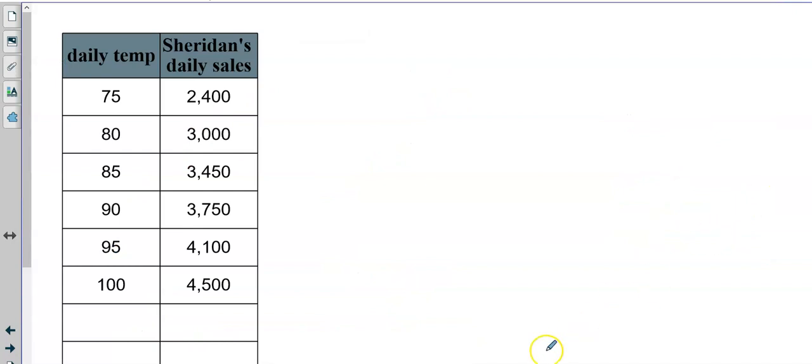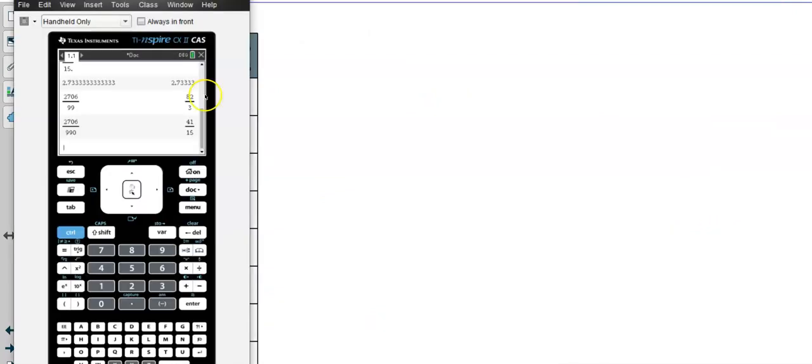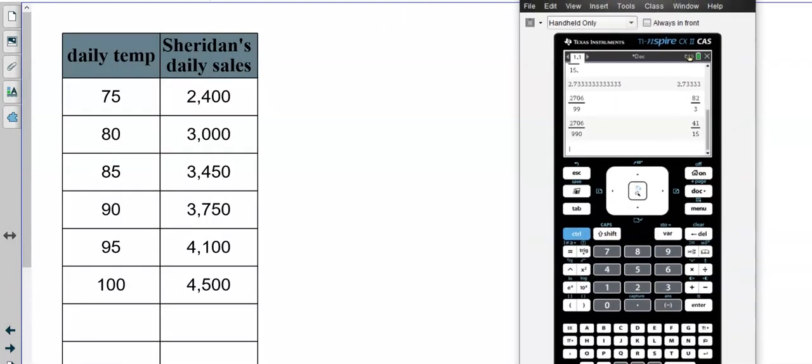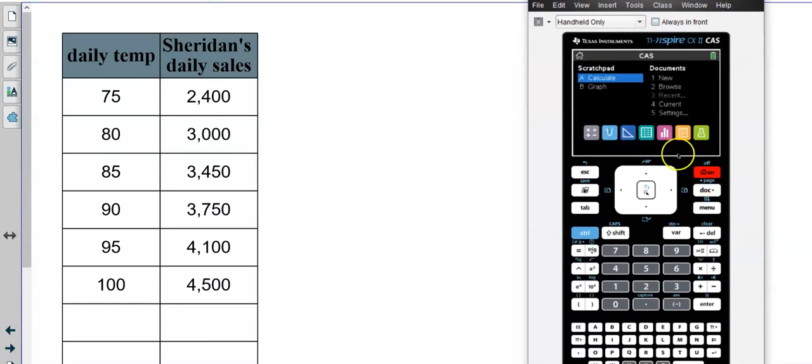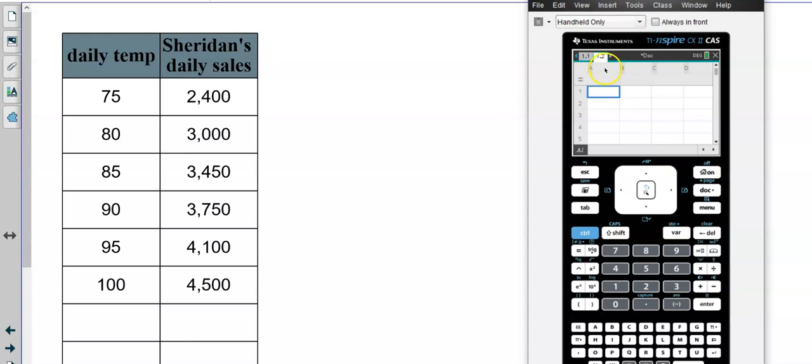So for this activity, for today's lesson, you really need to use your calculator, even more so than the book says. I want you to be able to use your calculator to enter the data here. On your calculator, hit the home key at the top right and go to the List and Spreadsheets app. I like to name the list, so I'm going to call this one temp. I'm going to call the next list at the very top share sales.